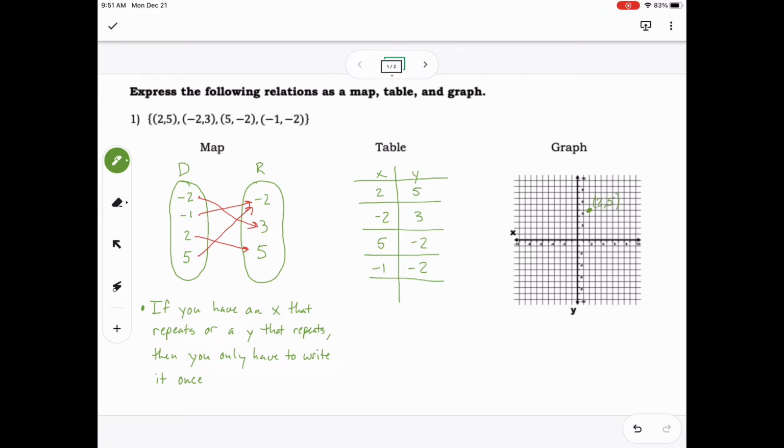For -2, 3, start at the origin and go -2 to the left because -2 is negative in our x, then up 3 because 3 is positive in our y.